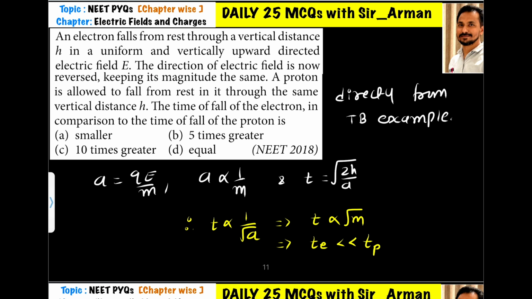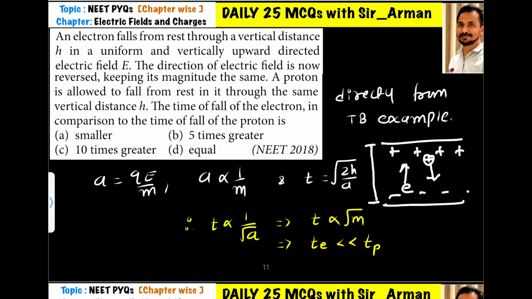Now let us assume this is the electric field, and in this electric field you are putting an electron. So the electron will accelerate in the opposite direction of the electric field, and if you put a proton, then the proton will accelerate in the direction of the electric field. So let us assume between these two plates there exists an electric field. If I put an electron here, then the electron will move upward, and if I put a proton here, the proton will move downward. And let us assume the distance they are covering between the plates is h.